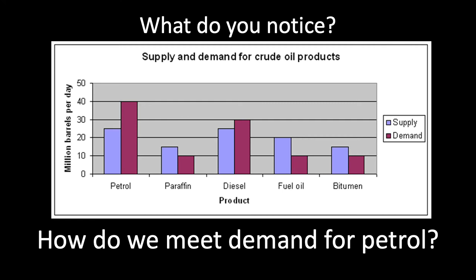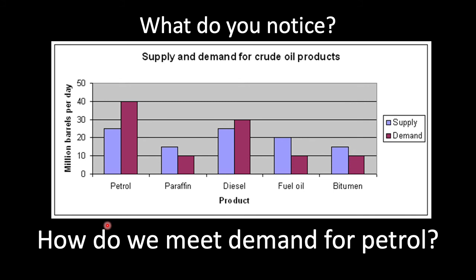Okay, let's move on to a little graph here. What do you notice about this graph? This is supply and demand for crude oil products. Supply is in this sort of lilac colour and demand is in this sort of burgundy colour. How do we meet demand for petrol given that there is a much greater demand for petrol than we have supply for? Have a stop and have a think. Pause the video, have a chat for a minute or two, and then we'll go through the answers.